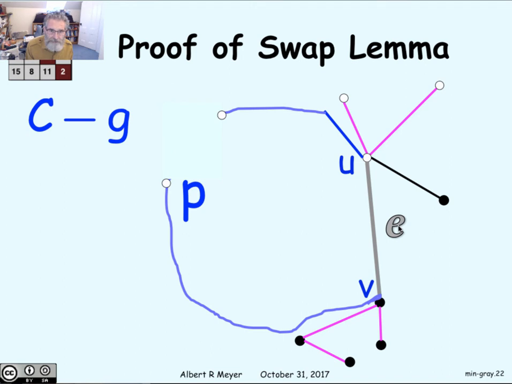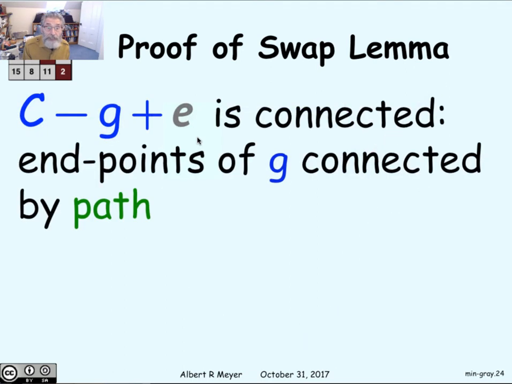And what happens if I remove G? If I remove G, I break the path, but I add back in E. This is the new structure I'm dealing with. The claim is that C minus G plus E is still connected. And why is that? Well, the only way that C minus G could fail to be connected is that when I remove the edge G, the endpoints of G, which used to be connected by G, might not be connected anymore. But if they are connected, then everything else is connected as it was before. The whole thing stays connected.